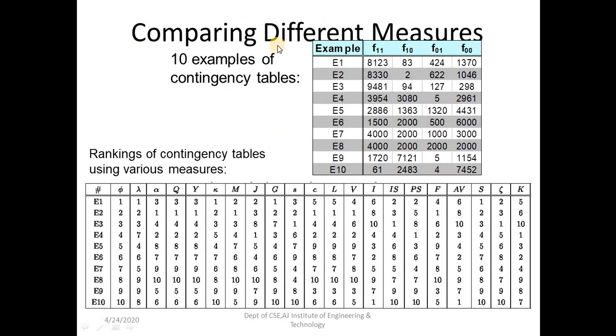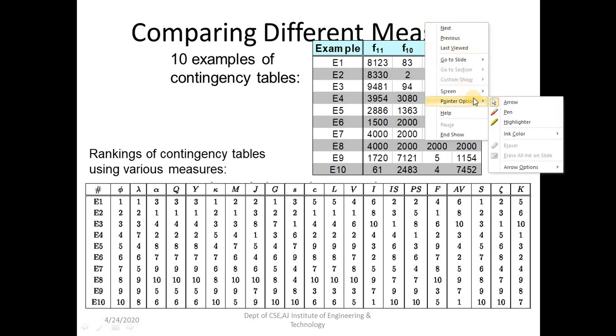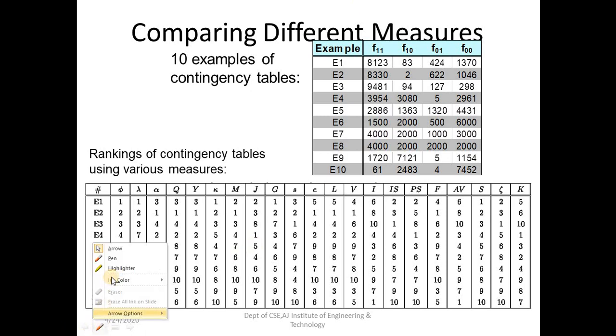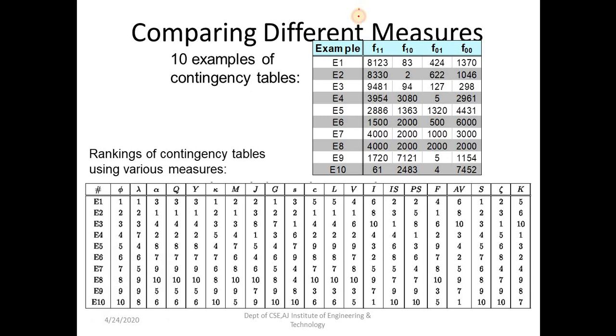Now, comparing different measures. How can we compare the different measures? Here, if you see this table, there are 10 examples in this table. Consider there are two items A and B.